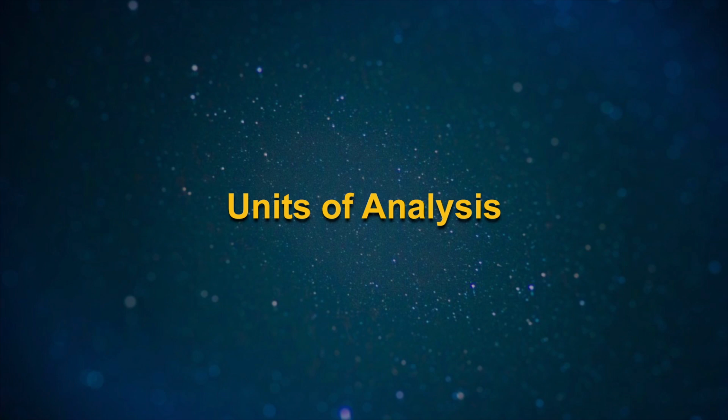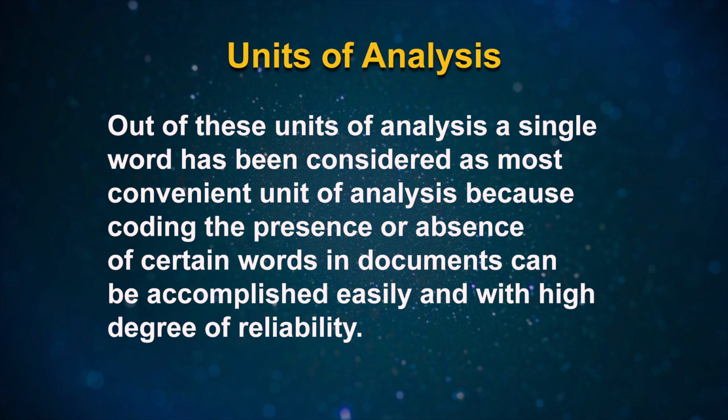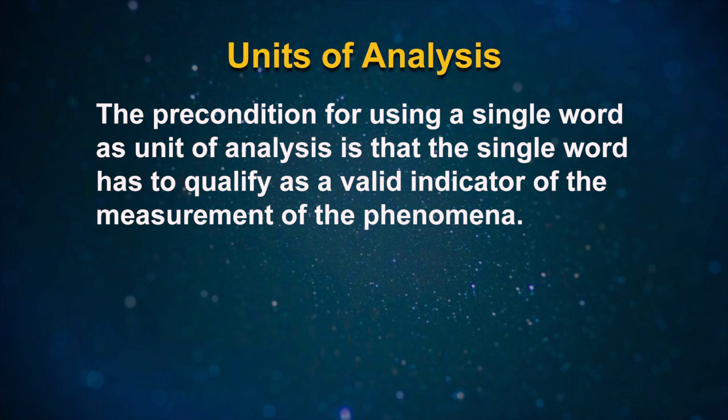Units of analysis. The units of analysis commonly found in content analysis are a word, a theme, a major character, or a sentence or paragraph. Out of these units of analysis, a single word has been considered the most convenient unit of analysis, because coding the presence or absence of certain words in documents can be accomplished easily and with a high degree of reliability. The precondition for using a single word as a unit of analysis is that the single word has to qualify as a valid indicator of the measurement of the phenomena.